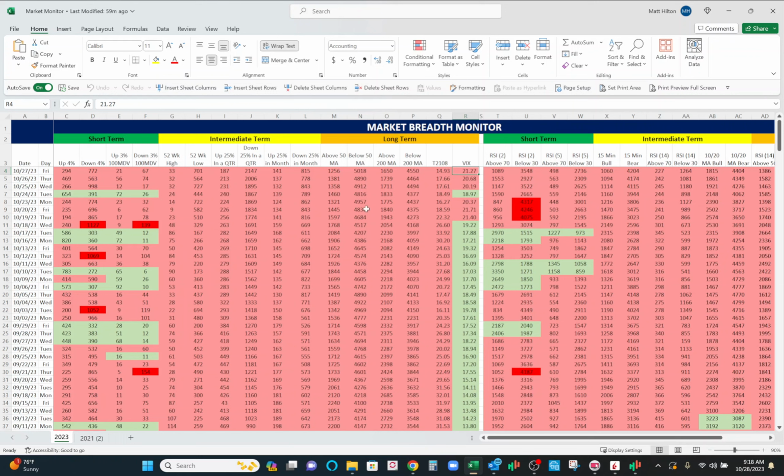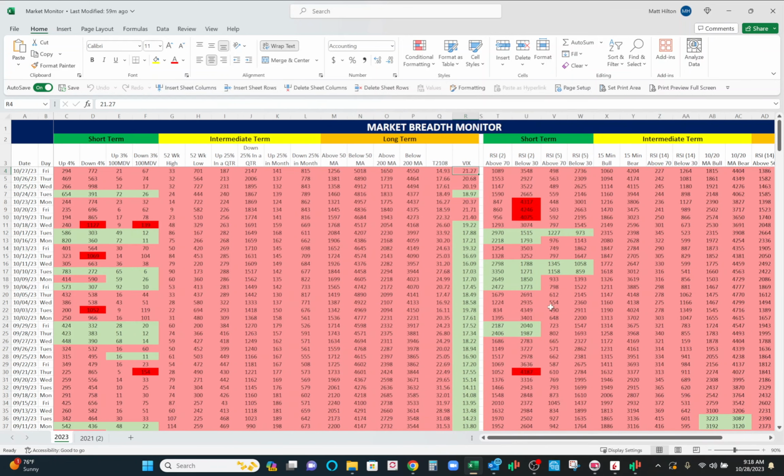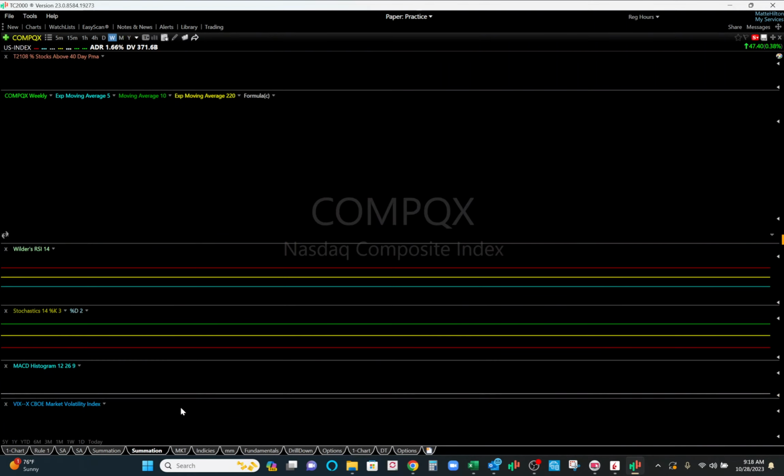Even if we get a bounce, we've got to see the market breadth change in order to go on an uptrend or a bull run, and that's just not happening right now. Number of stocks that are bullish to bearish is definitely bearish. Go through this market summation.